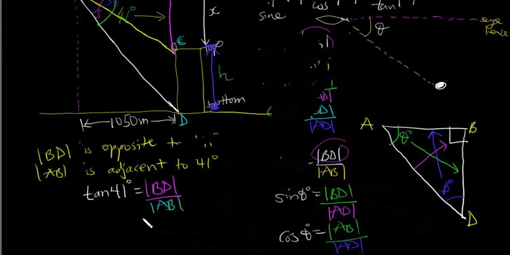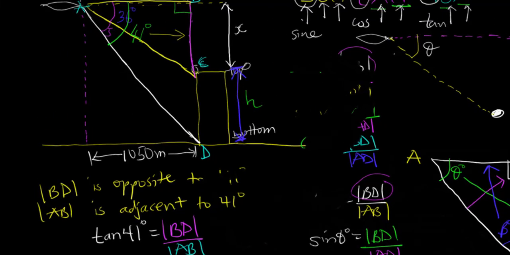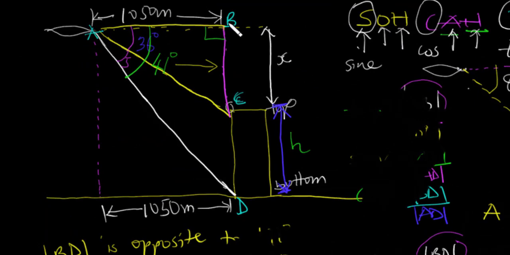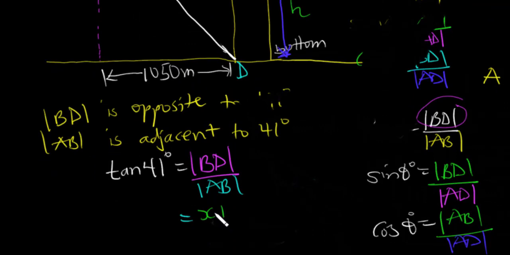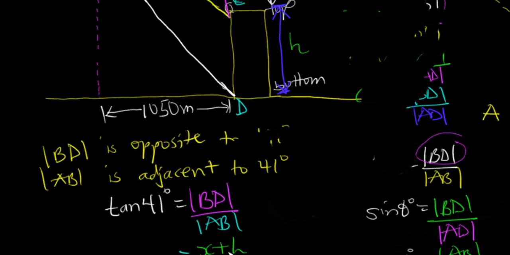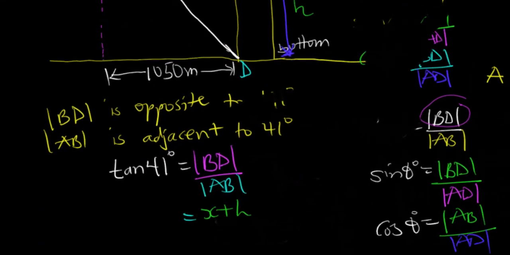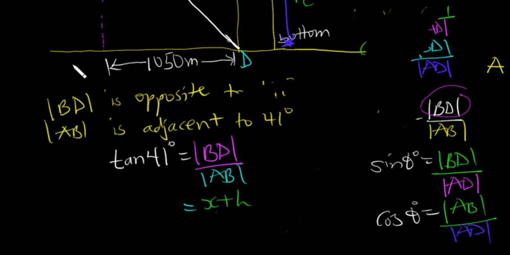Okay, now let me go on this way. BD is from here B to D, and that is x plus h, because we have x here. So the whole of x plus h forms BD, and then I have AB. AB is 1050. So I have tan 41 degrees equal to this.